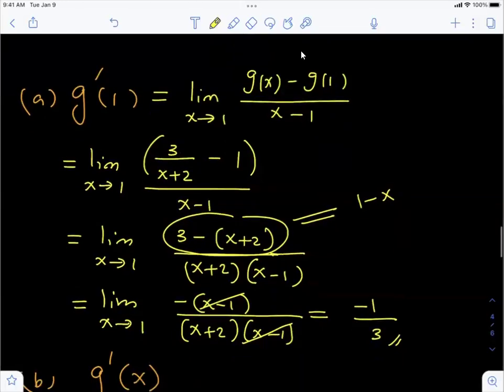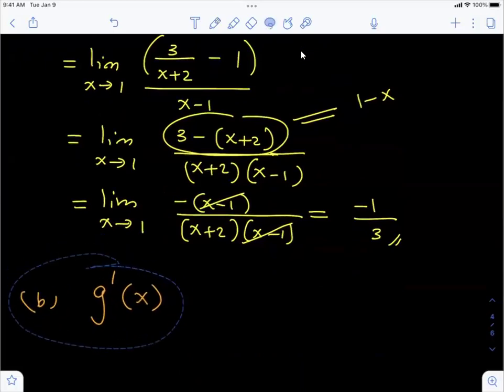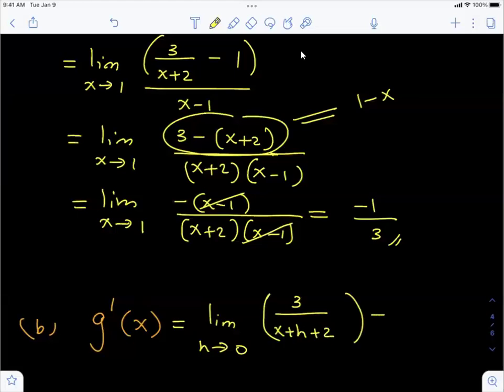Now, as a starting point for the next part of it, I will just write it down when it comes to g prime. Now you're going to do, when h goes to 0, our new variable h, the gap between the variables, 3 divided by, here x should be x plus h plus 2, minus 3 divided by x plus 2. The whole thing is sitting on top of h.